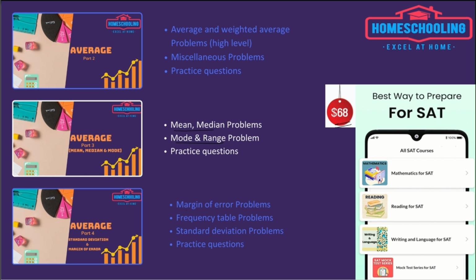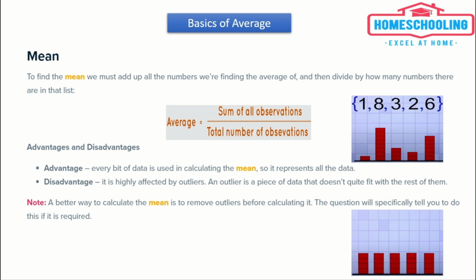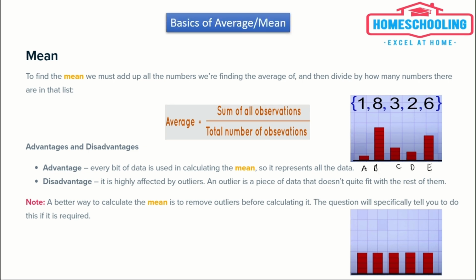Now let's move on to the basics. Before we start the basics of average or arithmetic mean, we should know what is a data set. So what is a data set? It is a group of numbers derived from experiment, survey, and other data collection methods.